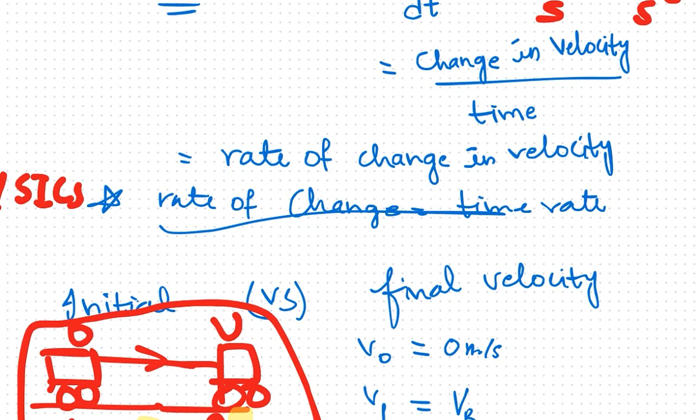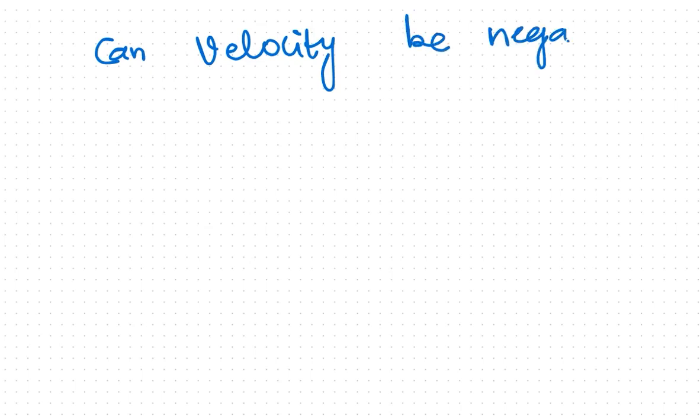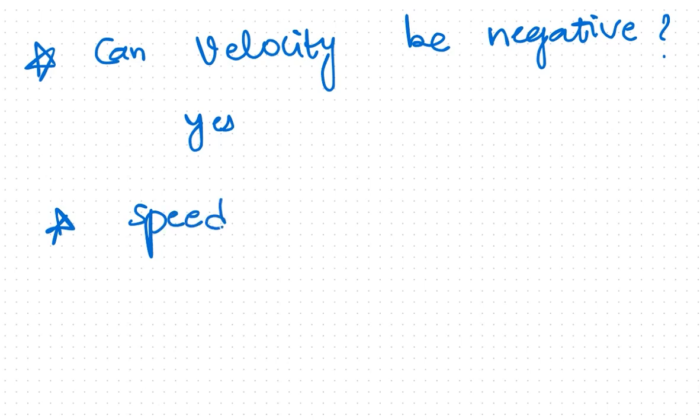Can velocity be negative? Technically, yes, but it's just showing the direction. Negative means direction. But can speed be negative? No, because speed is scalar. So yes, velocity can be negative, but speed cannot.